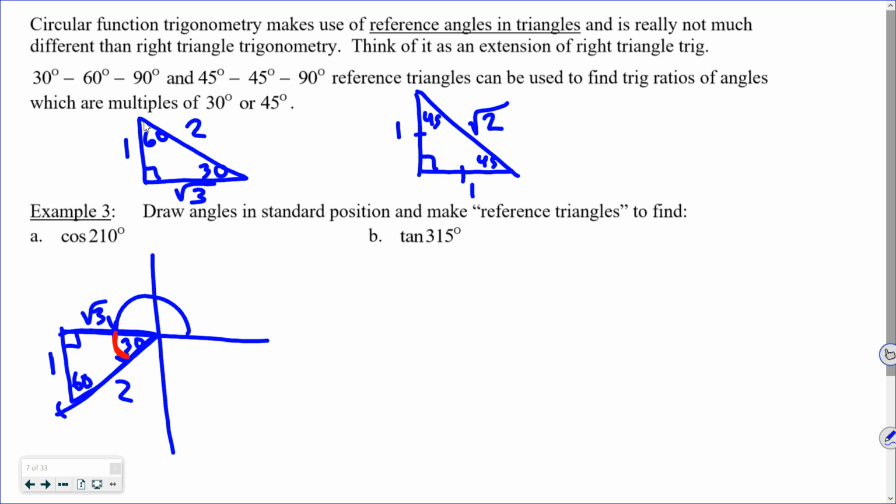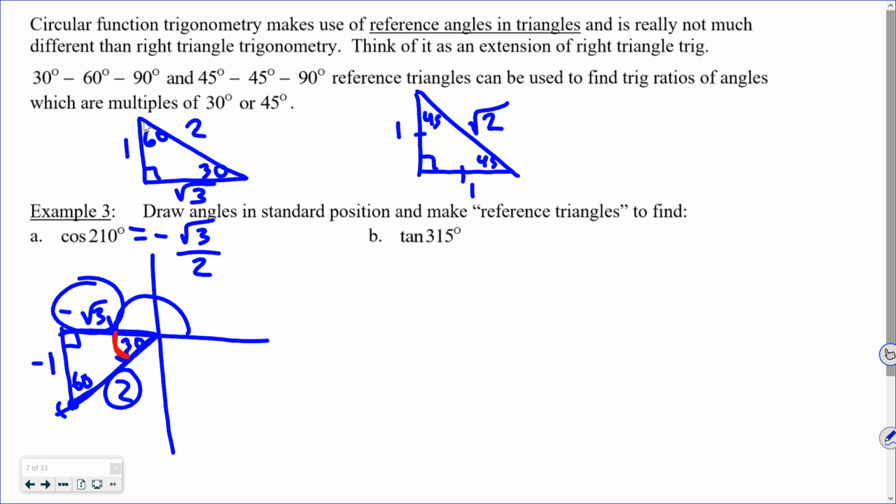Make sure you're careful with positives and negatives. This point is to the left, so x has to be negative, and it's down, so the y has to be negative. We're trying to find the cosine. Cosine is adjacent over hypotenuse. The adjacent is negative square root of 3 over the hypotenuse, which is 2. So there's my answer: negative square root of 3 over 2.